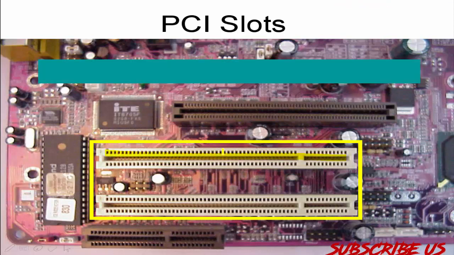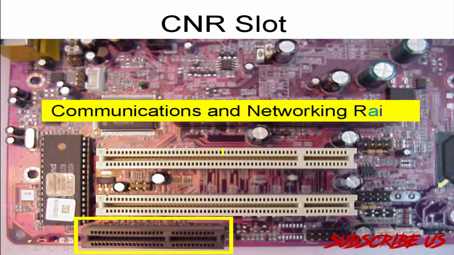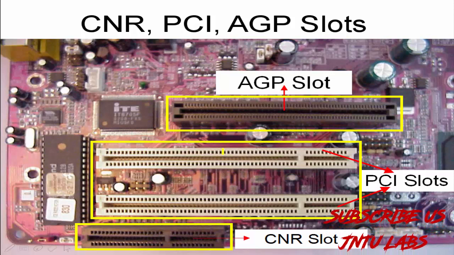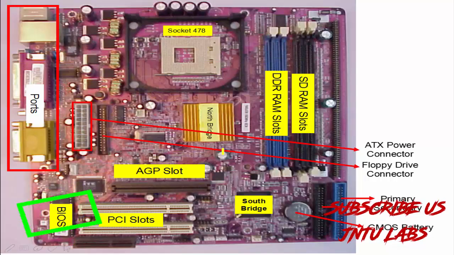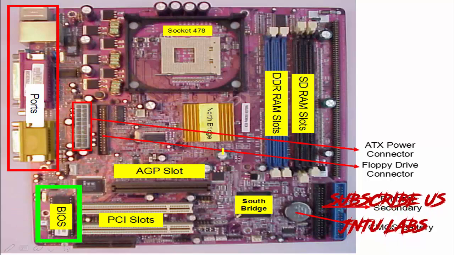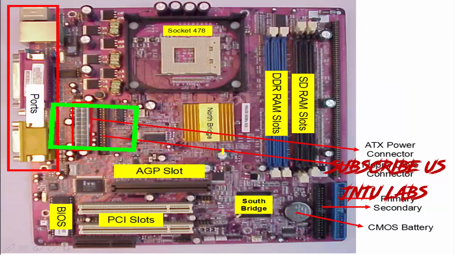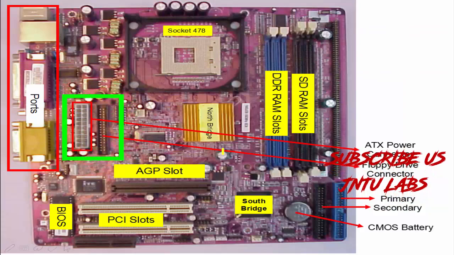Next thing, you can see the communication and network riser. This is the communication network riser, CNR slot. To communicate with any other peripherals, we will be using that. BIOS is a very important part where system booting information is present. In this BIOS we will have the booting information.